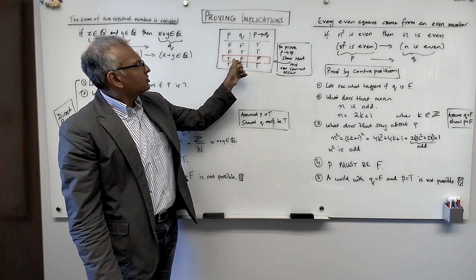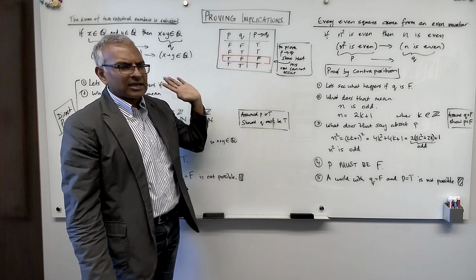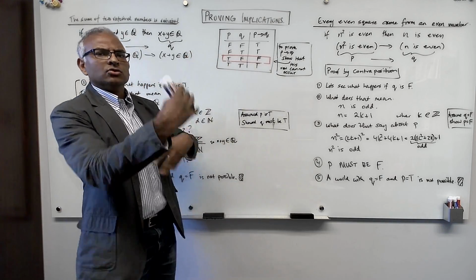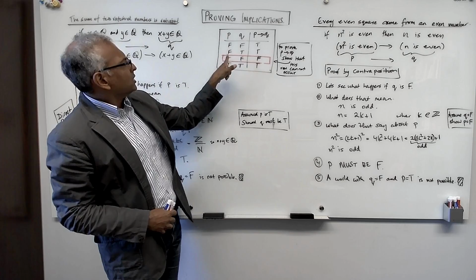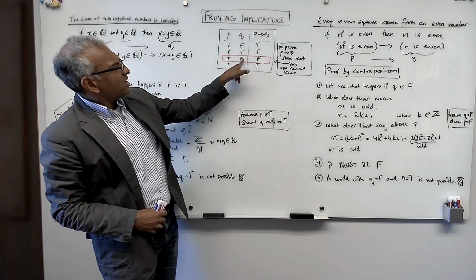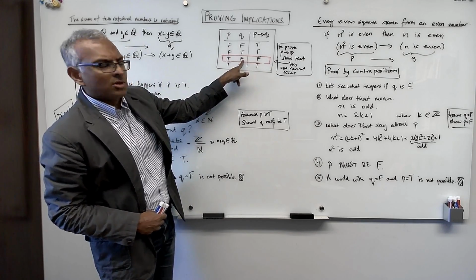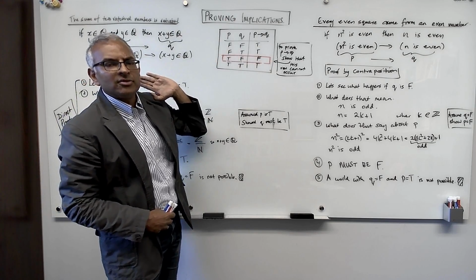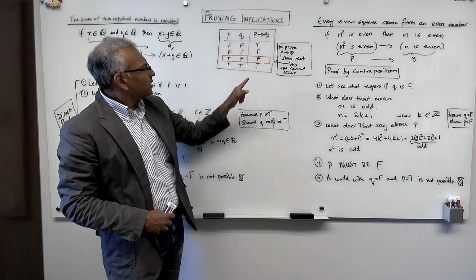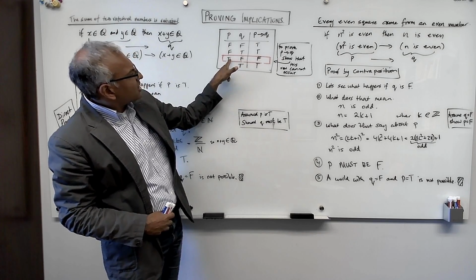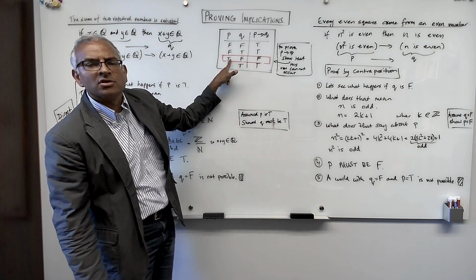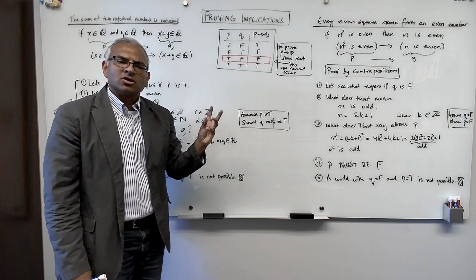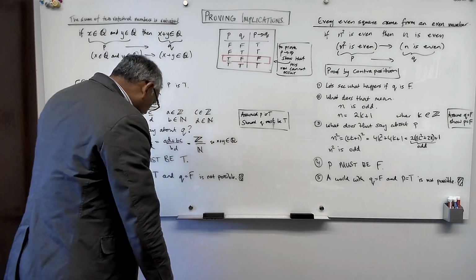When you look at this truth table, you will see that I have to show that this row cannot occur. Two ways to show it. Pretend like I'm in a world with P true and show that this cannot happen, so I must show that Q is true. Or an alternative approach: pretend like I'm in a world where Q is false and show that this cannot happen, so I must show that P must be false. Direct and contraposition proofs.